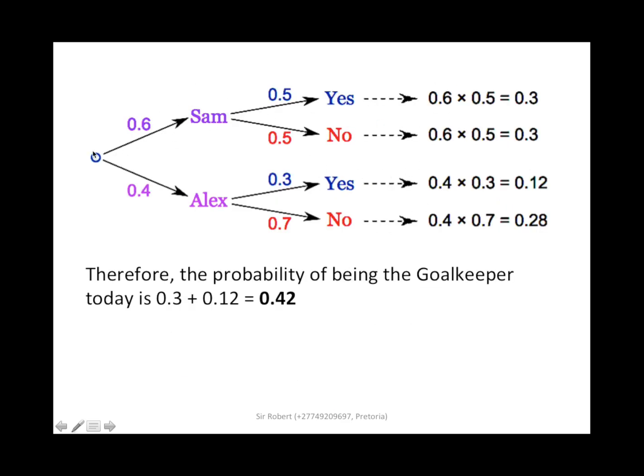If Sam is the coach and says yes, it's 0.6 times 0.5. If Sam is the coach and says no, it's 0.6 times 0.5. If Alex is the coach and says yes, it's 0.4 times 0.3. But the figures we need are for you being the goalkeeper, which means it's this one and this one. So we add these two. Therefore the probability of being the goalkeeper today is 0.3 plus 0.12. So your final answer is 0.42.